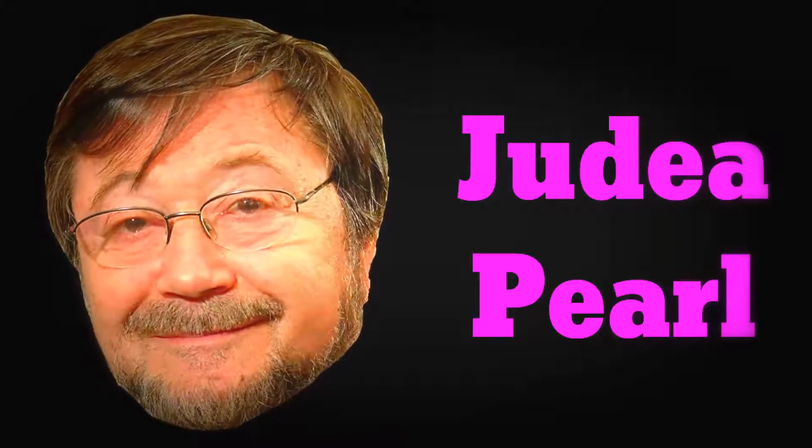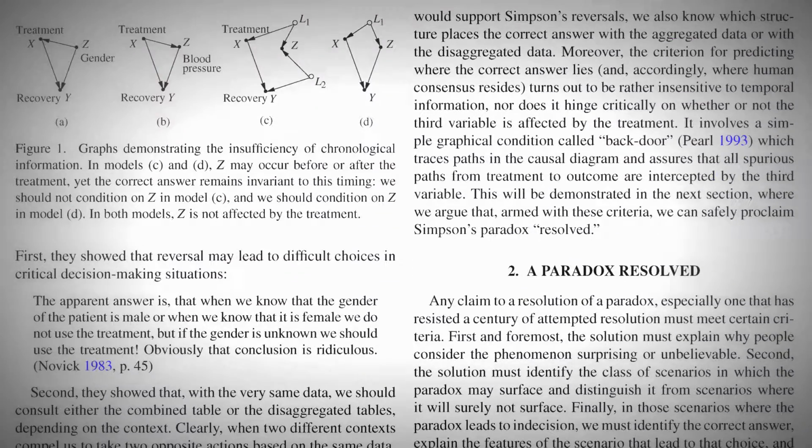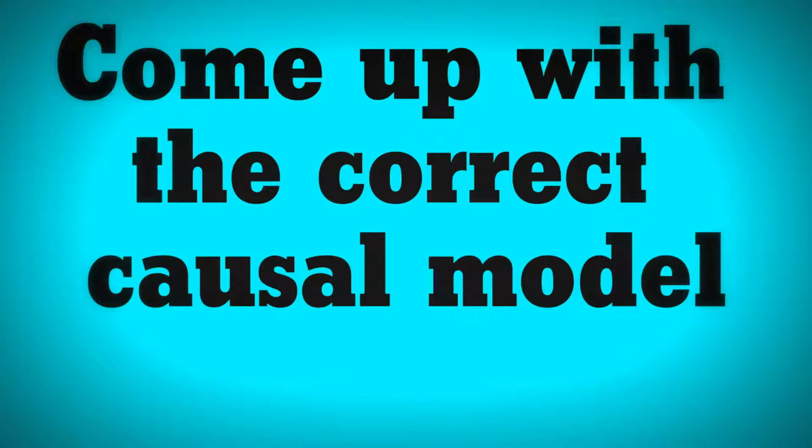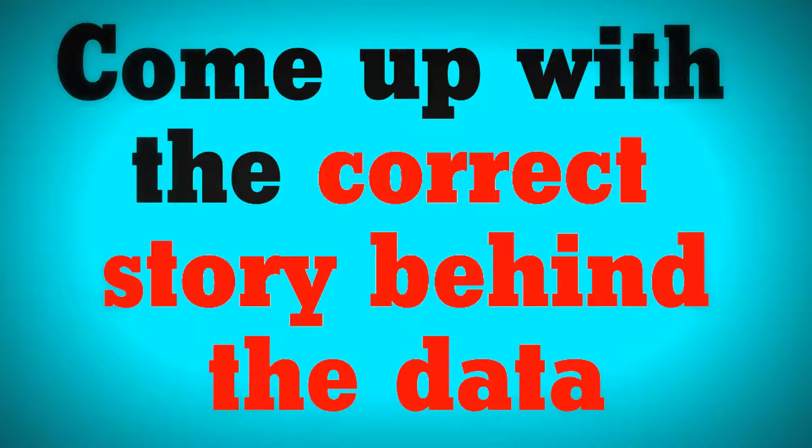Fortunately, in the past couple of decades, an academic has worked quite a bit on the paradox, and in 2014, he even wrote that we can safely proclaim Simpson's paradox resolved. His solution boils down to this: come up with the correct causal model. Or more simply, come up with the correct story behind the data. Using this correct story, we can then decide which data to use. Let's use the weight drug example to illustrate.